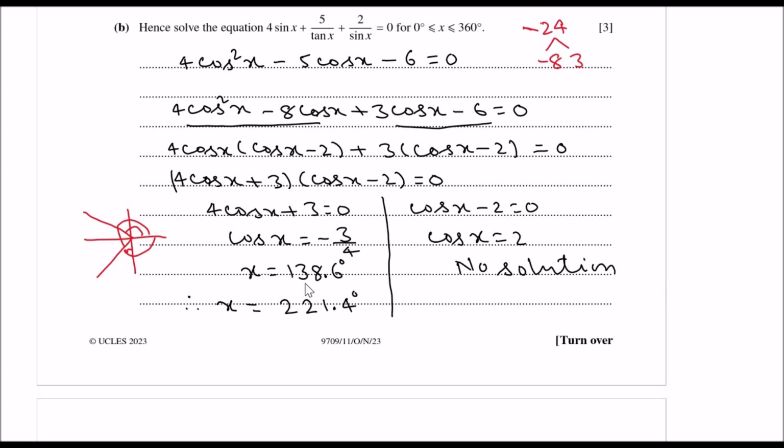How do you get that? By subtracting from 360. So 360 minus 138.6, we get 221.4 degrees, because this is the angle that will be the same as this. Because this is just reflected over here, and this is 138.6. So this is also 138.6, though it is negative. So we need to subtract from 360 to get from here to here, this line here. So these are the answers.